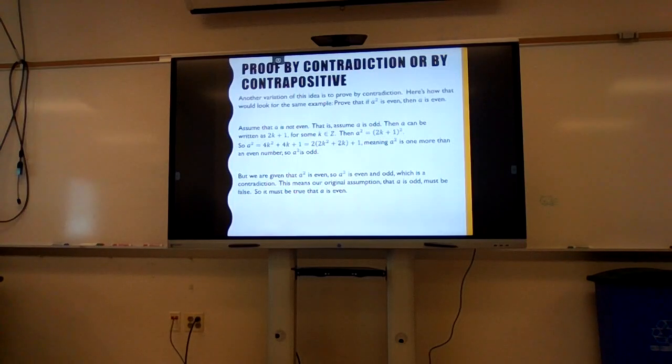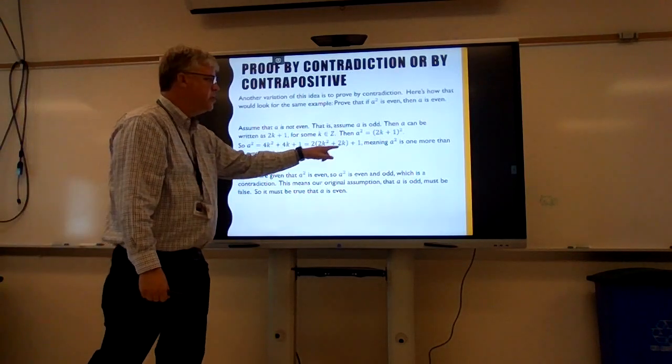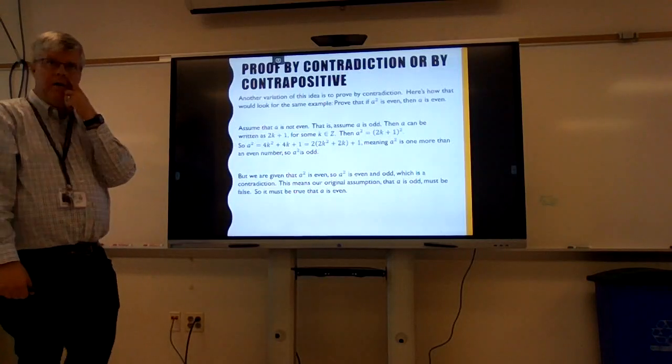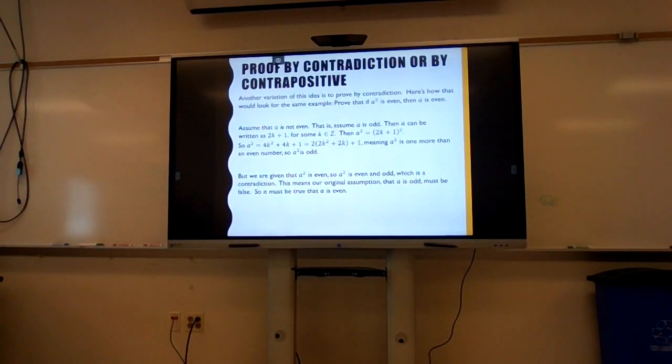It's an integer, because it only involves k's and 2's and multiplying and adding. And all of that, if you started with integers, you're still guaranteed to have an integer. So a squared is 2 times an integer plus 1, which means it's 1 more than an even number, so a squared has to be odd. Okay? That is where the contradiction happens, though.